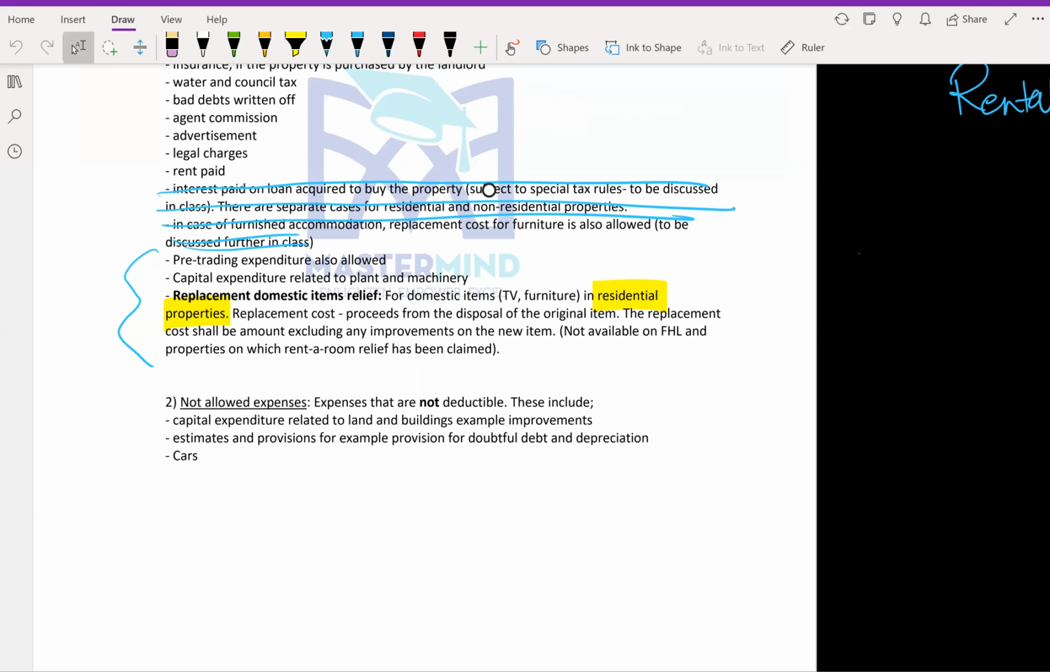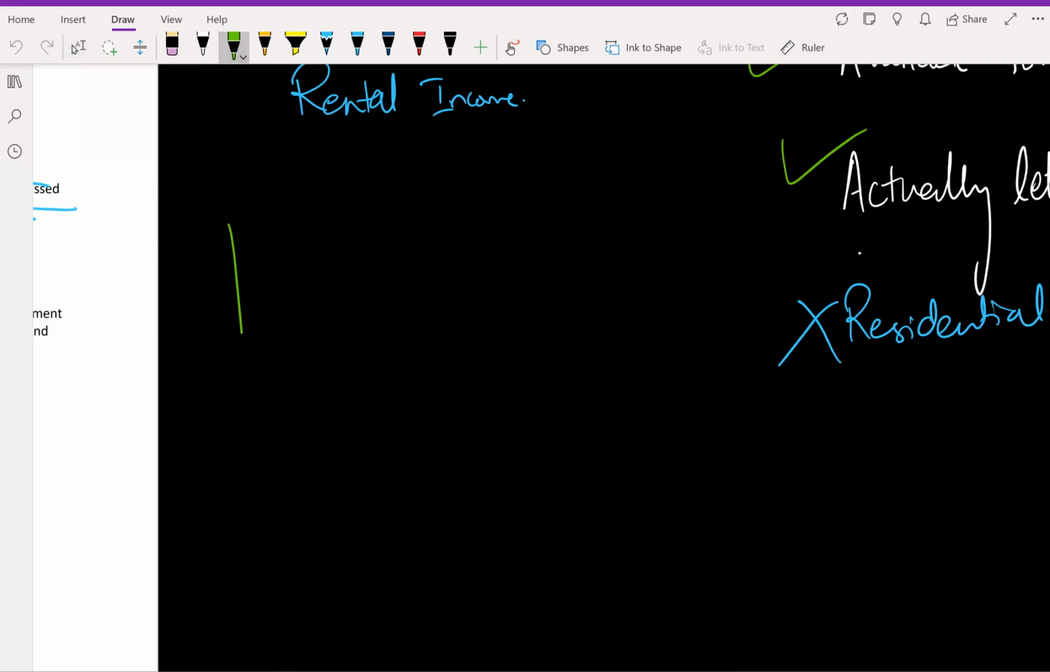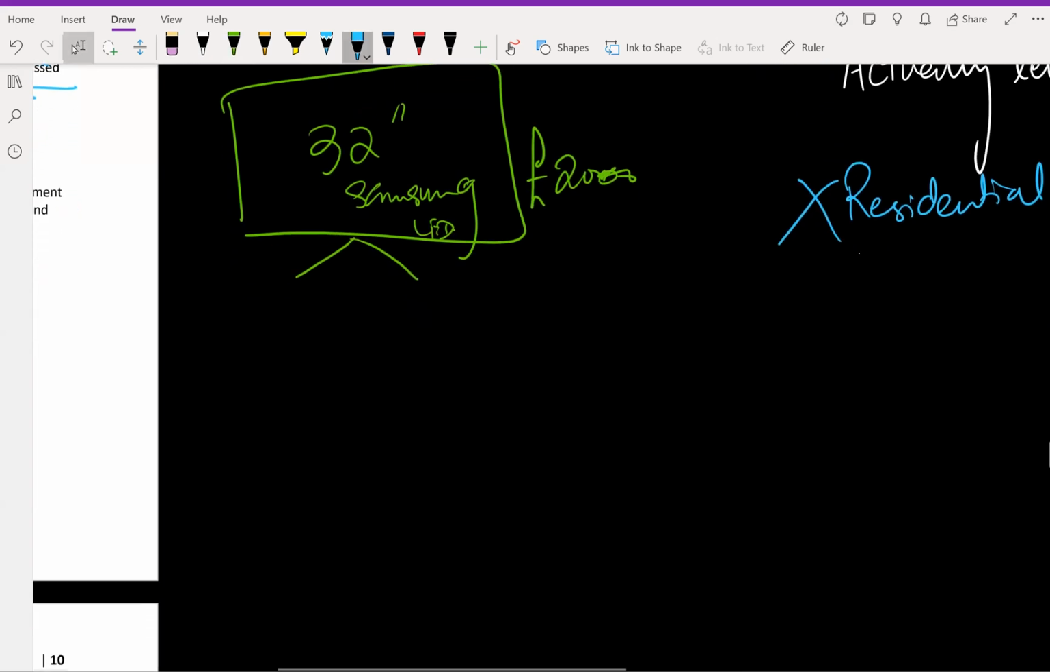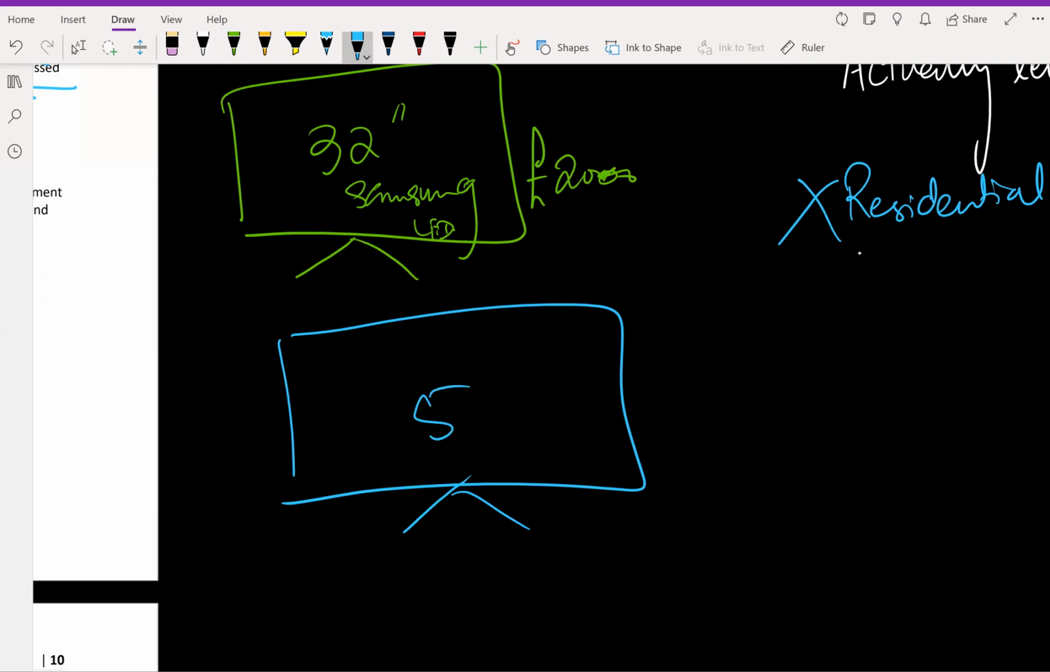Okay, sir. Now, for domestic items, there's a certain amount that can be allowed as an expense, and that amount is the replacement cost less any disposal proceeds from the previous item that you already had. So let's say I had a 32 inch Samsung LED, and this cost me 2,000 pounds. Now let's say I buy a new Samsung LED, this time 54 inches, and this cost me 5,000 pounds.